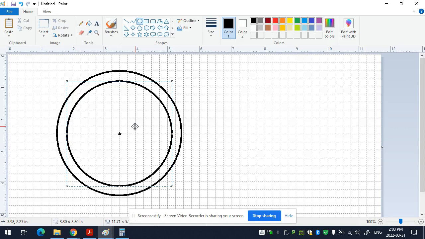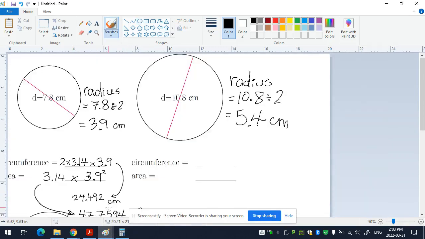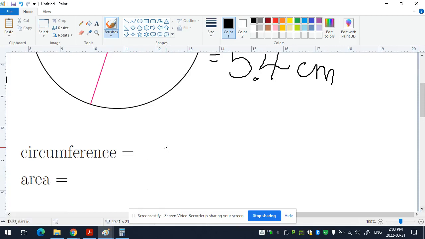Either way. Okay, so let's go back to where we were. What's the circumference again? Everyone, come on. 2 times, 2 times what? Come on. 3.41. Sorry, 3.14 times.